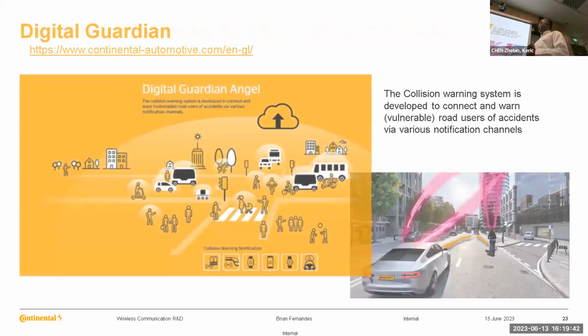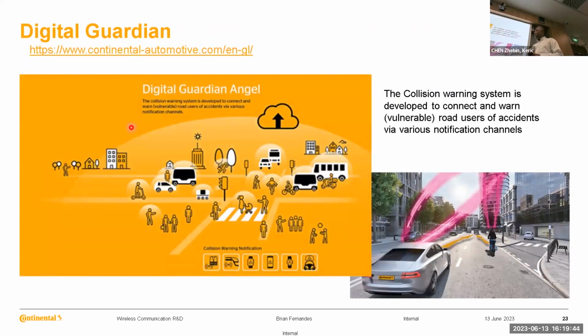And then, of course, there's the Digital Guardian Angel. This is a feature that provides collision warning systems to warn vulnerable road users of accidents via various notification channels using wireless, probably notifications to the watch, the phone, to the car, to ensure that there are no collisions on the roads.